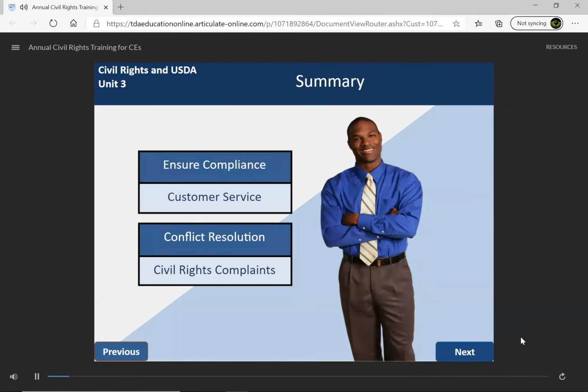In Section 3 we talked about the following: compliance reviews, frequently asked questions during a review, and some of the most common findings. We also mentioned corrective action plans for non-compliance. We also covered customer service and some best practices to keep in mind when working with customers and why it is important to always be professional when interacting with customers. Next, we shared some concepts to assist you with conflict resolution and how to make it a win-win answer. Lastly, understanding civil rights complaints and what is required when a complaint has been filed. This completes the training for Section 3.